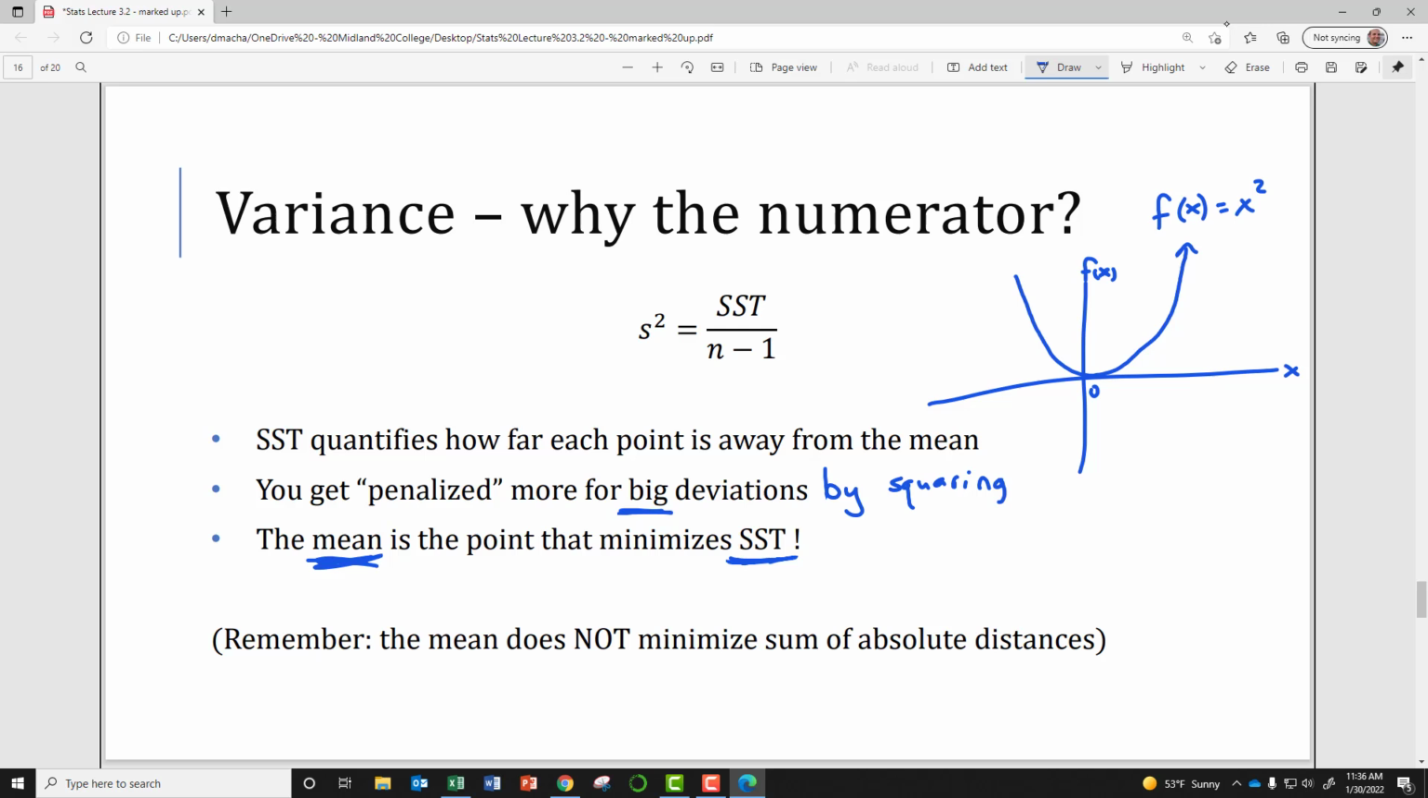Also, on the bottom I put, remember, the mean does not minimize the sum of absolute distances, it minimizes SST, which is the sum of squared deviations. Actually, the median is what minimizes the sum of the absolute distances.